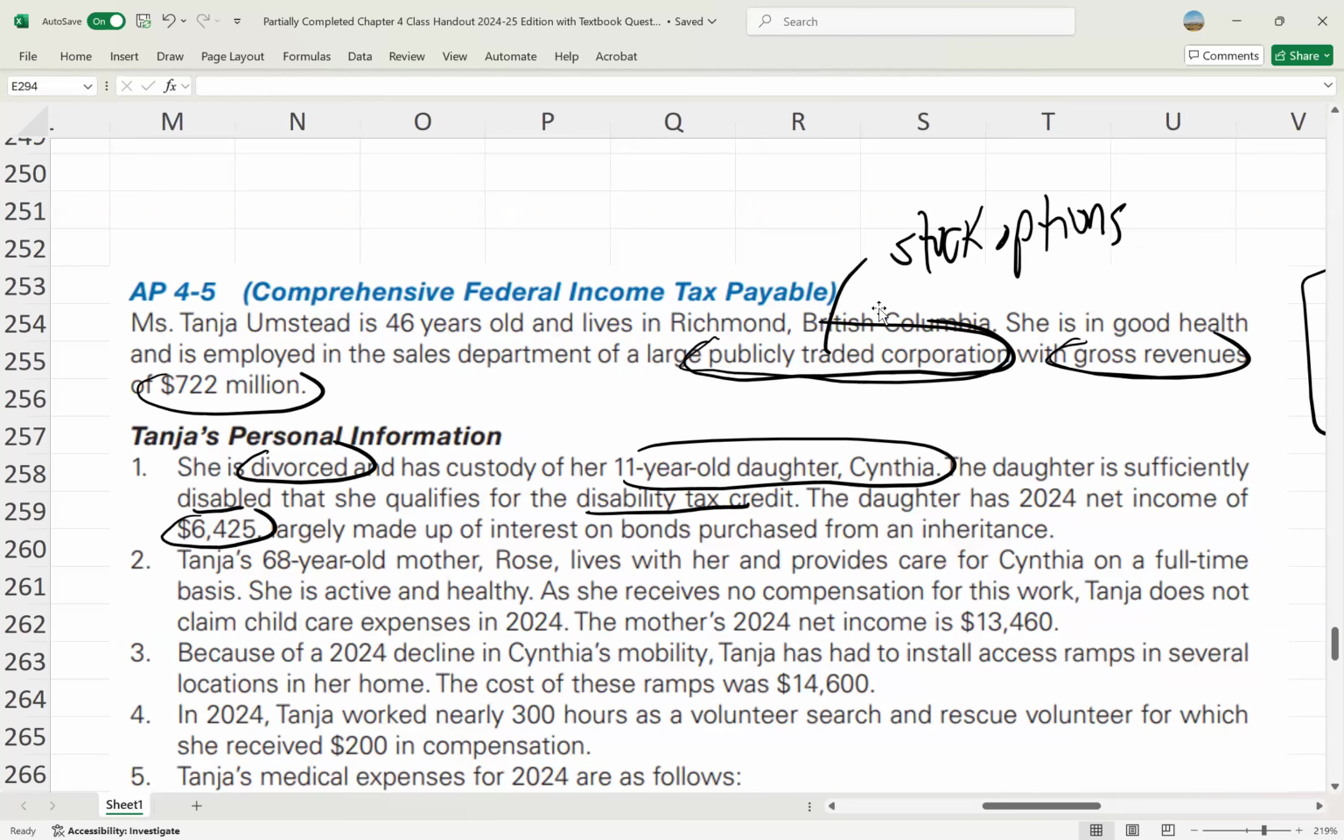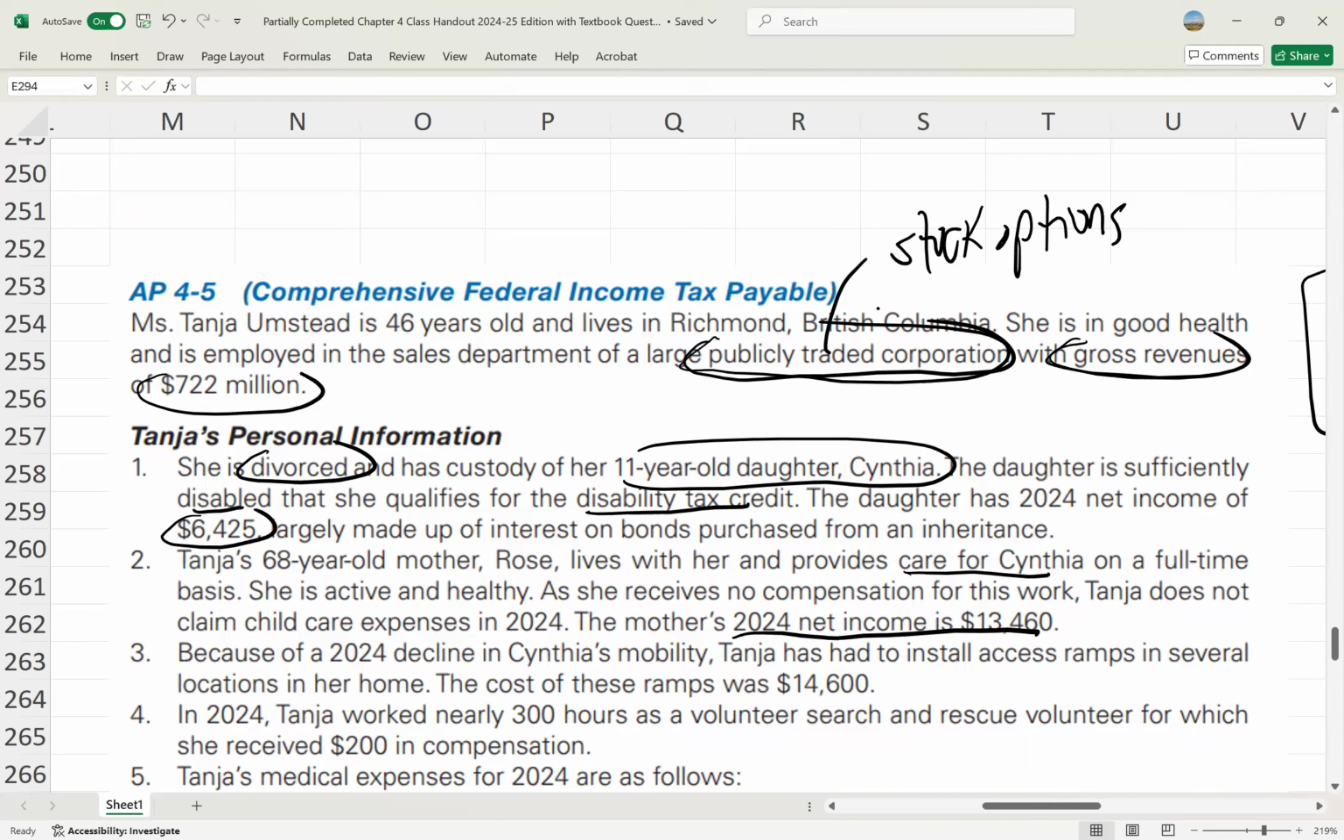Tanya's 68-year-old mother also lives with Cynthia. Cynthia lives with Tanya. Rose is the mother's name, and Rose provides care for Cynthia, the daughter that is disabled. Rose is active and healthy, and Rose's income is $13,460. So Tanya is supporting the daughter, Cynthia, who's 11 years old, and Tanya is also supporting the mother. The mother lives with them.